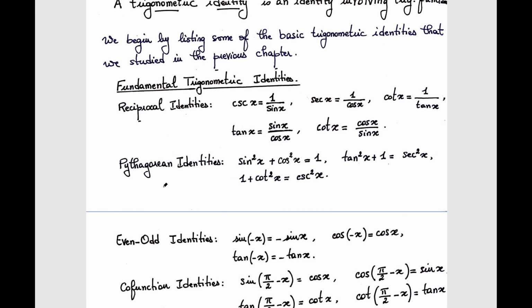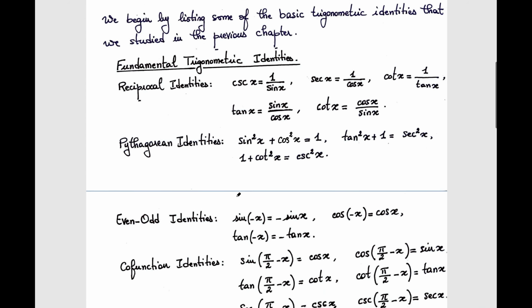Other identities that we learned in this course are referred to as the Pythagorean identities. This one that we just talked about above, tangent squared plus 1 is equal to sec squared, and 1 plus cotangent squared is equal to cosec squared. By the way, in the proof we realized that all three are equivalent. If you show one, you can show the other two.